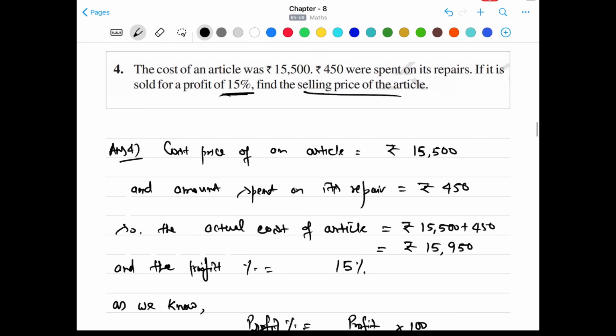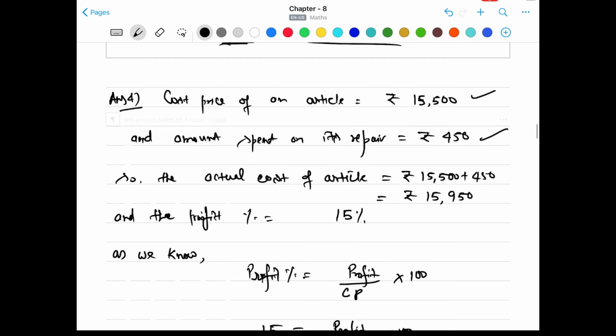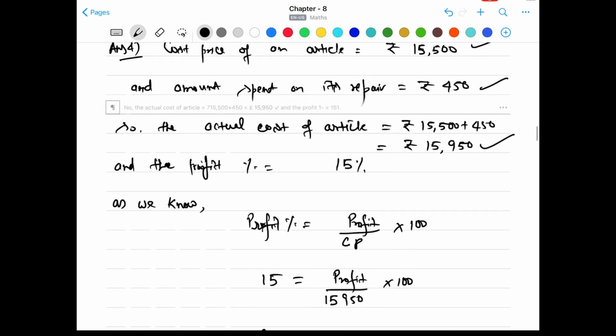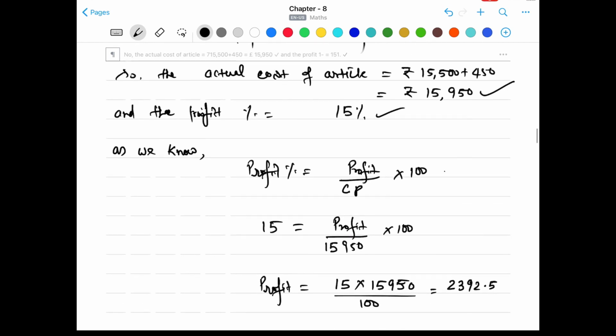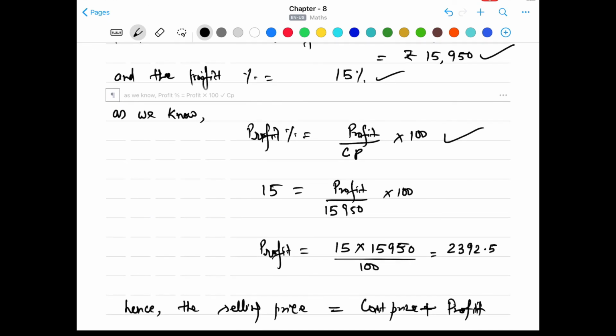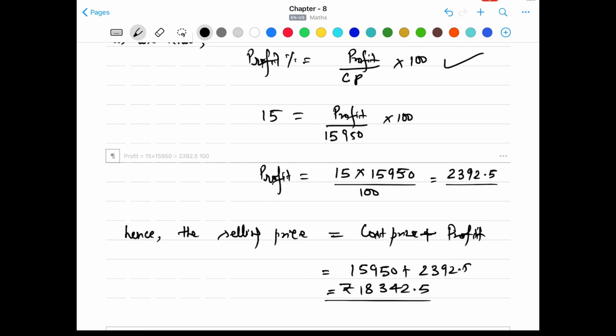I hope you understood this. We are given the cost price, then an additional amount was paid for its repair, so the total cost will be 15,950 rupees. There was a profit percentage of 15%. We know that the formula for profit percent is profit divided by cost price into 100. After putting in the values and solving, we get the profit, which is 2,392.5 rupees. So the final selling price will be cost price plus profit, and when you add the two, you get the answer as 18,342.5 rupees.